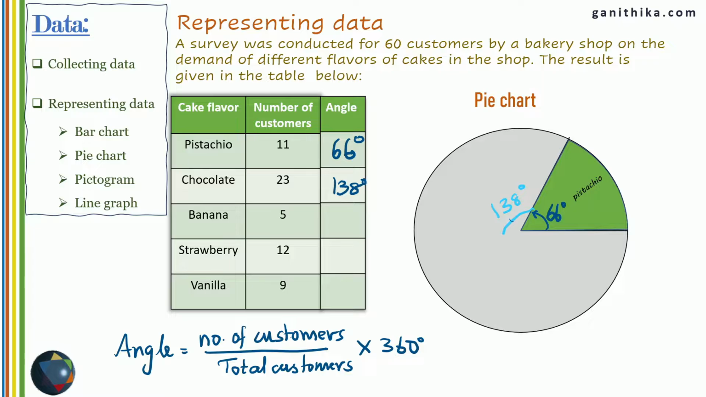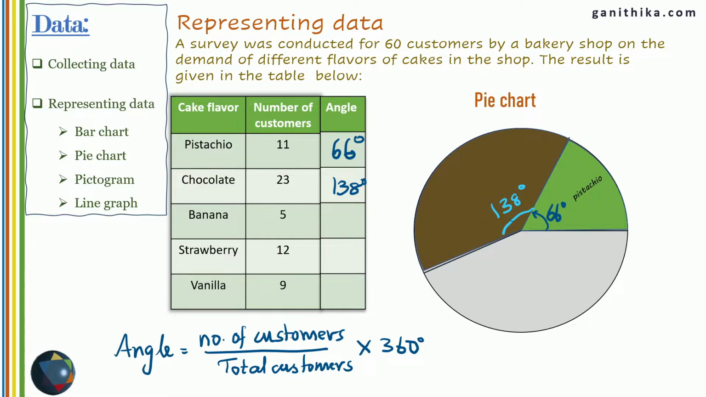You have to be careful that this angle should be made from the end of the previous sector, not from the first line. At the end of the pistachio, you should start measuring 138 degrees and make the new sector here. Color this sector, shade this sector and call this chocolate. So for chocolate, this sector represents 138 degrees, which is equivalent to 23 people out of 60.